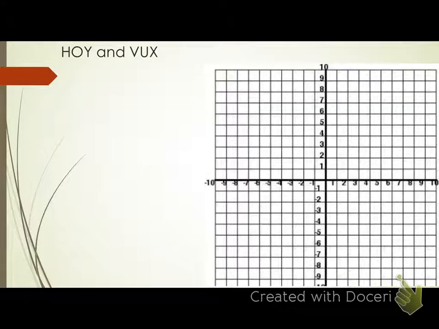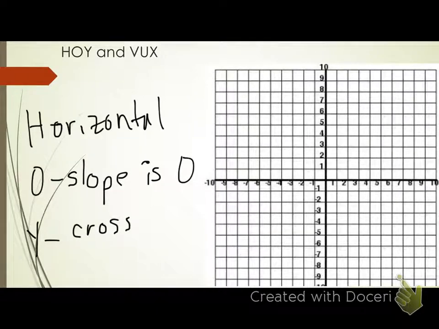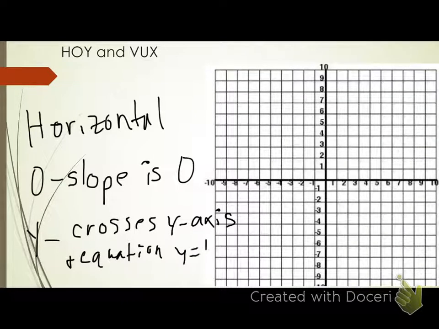So a little way that I like to remember it is called HOY VUX. So the H on HOY stands for horizontal line. It's a horizontal line. That O is actually a 0. The slope of a horizontal line is 0. And it crosses the y-axis. And the equation is y equals some number.